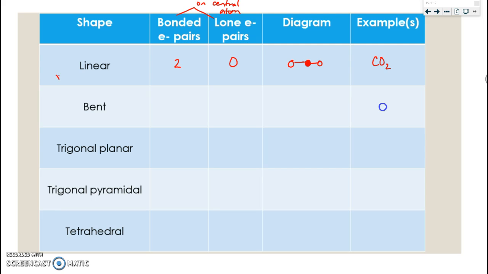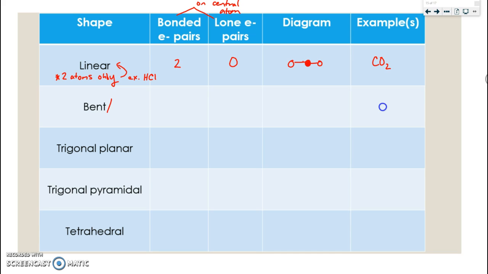In addition, something to take note of, if there's only a total of 2 things, so there's only 2 atoms, the substance has to be linear. For example, HCl. Okay, HCl is linear because there's only 2 atoms, so the only shape that it could be is linear.